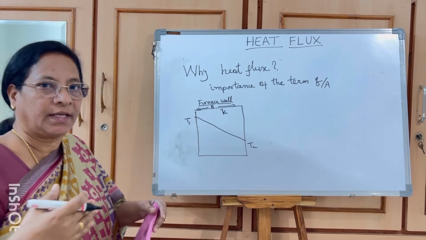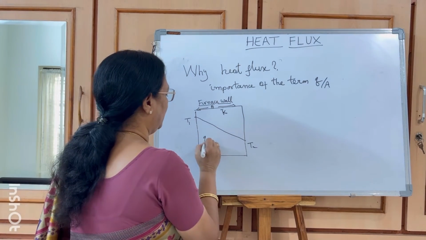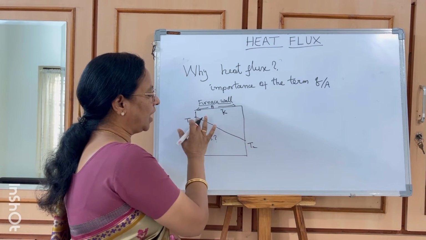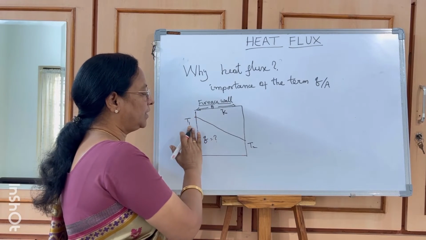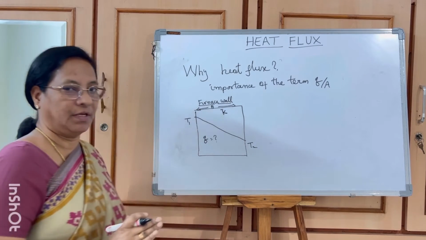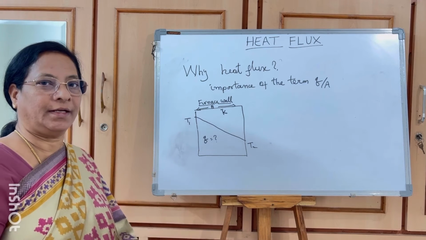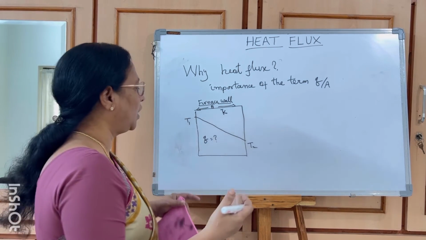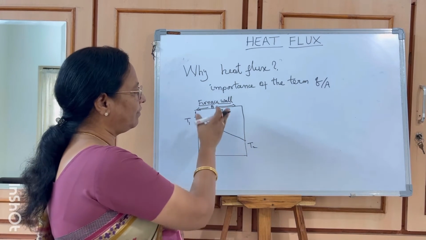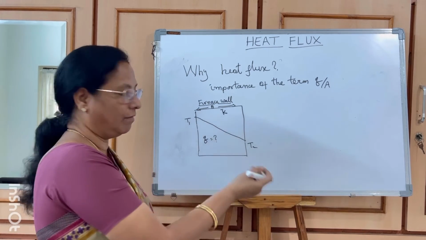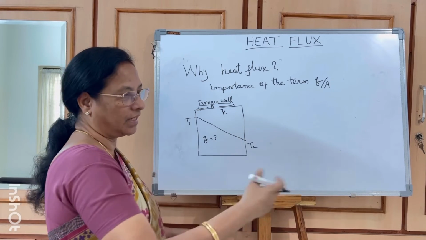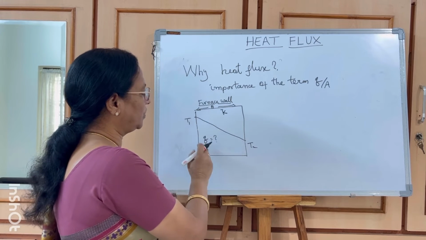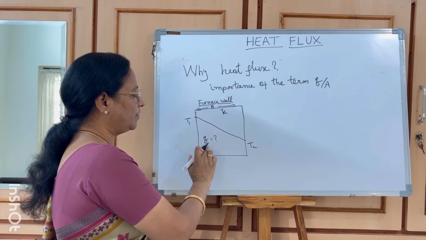Then the engineers calculate the term Q. How much heat is transferring from the inner surface to the outer surface? They calculate Q and then tell that this much quantity of heat will be lost here. In the case of a furnace wall, it is loss only. Whatever amount of heat goes outside will be loss only. So what will be the loss of heat? That they give in terms of Q.